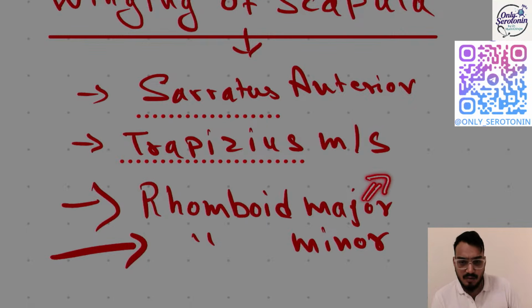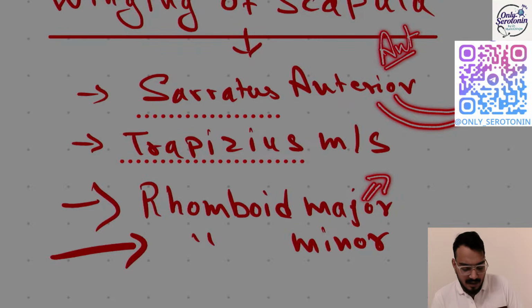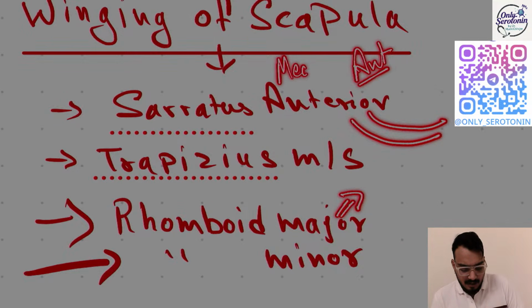What have we studied about rhomboid major, guys, just 2 minutes before? Anyone who can answer? Two minutes before, what did we study about rhomboid major? It is connected with the clavicle on which side? Anterior side, medial 2/5 or 3/5?